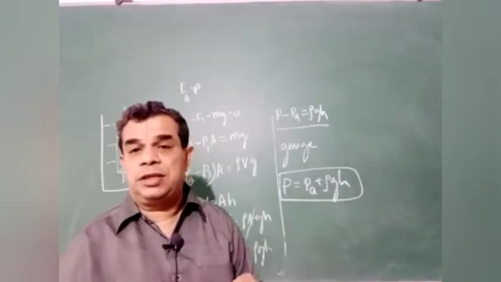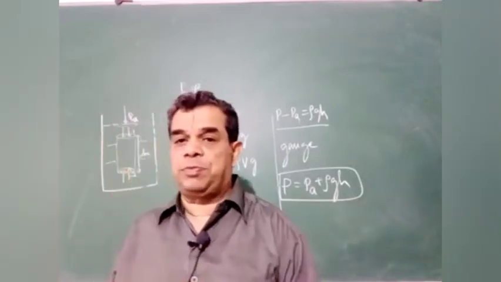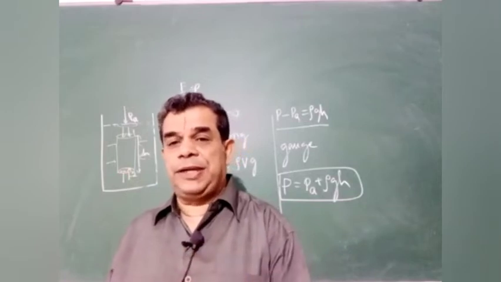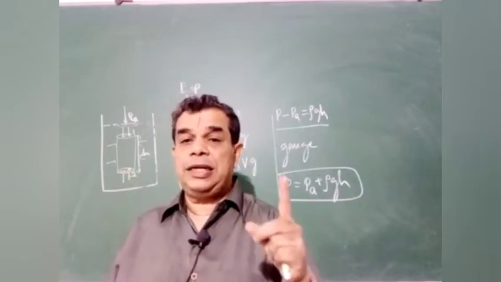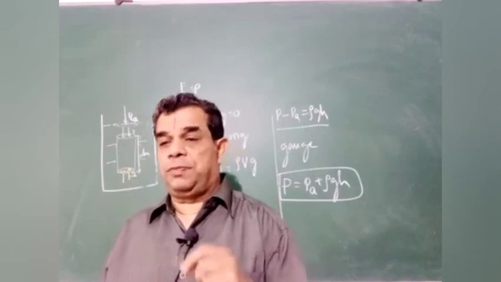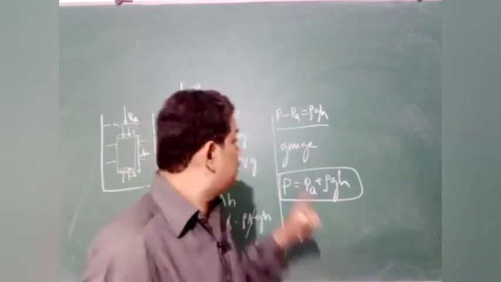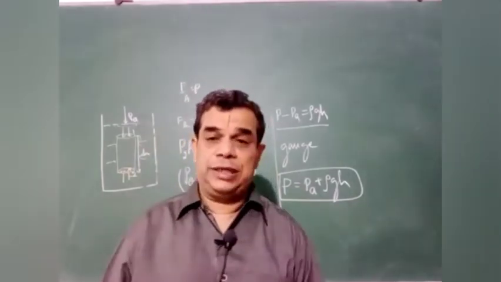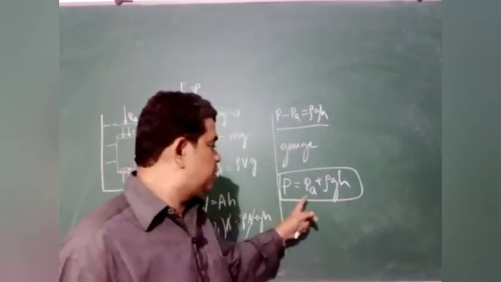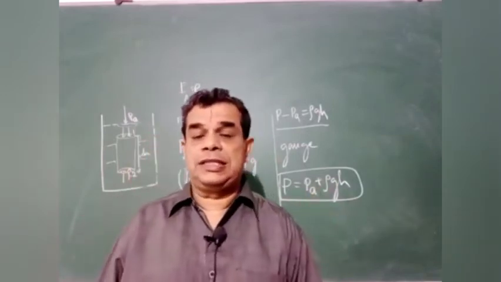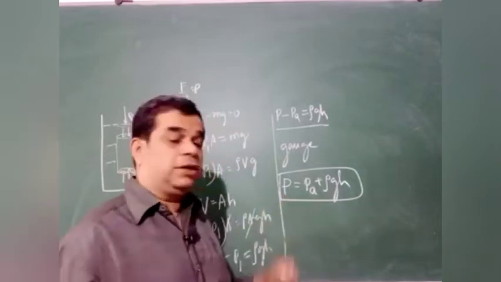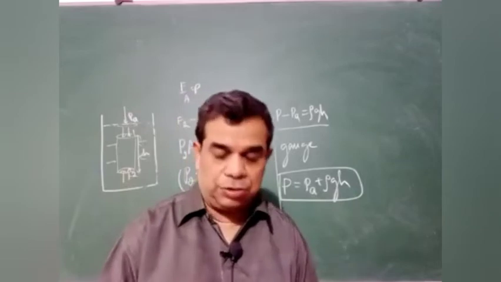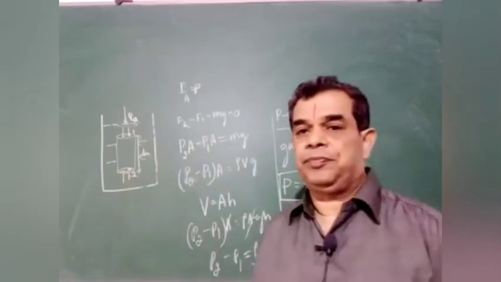You may be asked to define gauge pressure. How to define? It is the difference between the actual pressure and the atmospheric pressure, what we can measure actually. And then P equals PA plus rho gH is the final answer for true pressure. This derivation may be asked for 5 marks or 3 marks. So write down the question. Later on, I'll go through it once again.